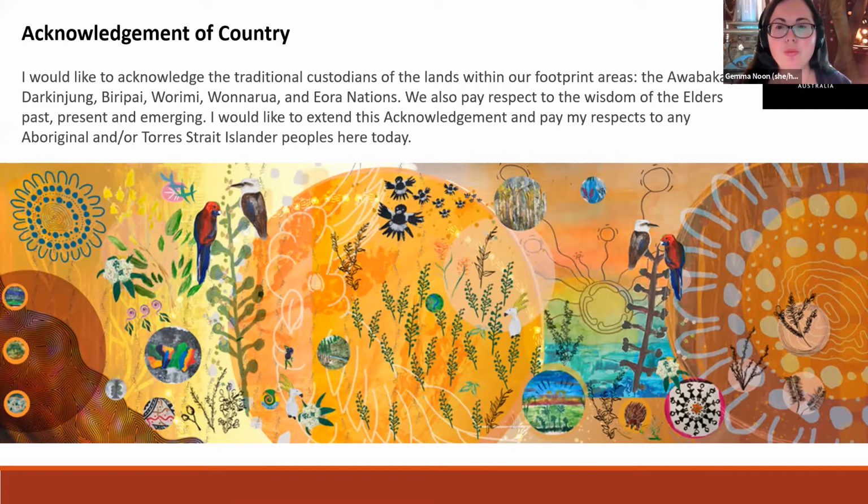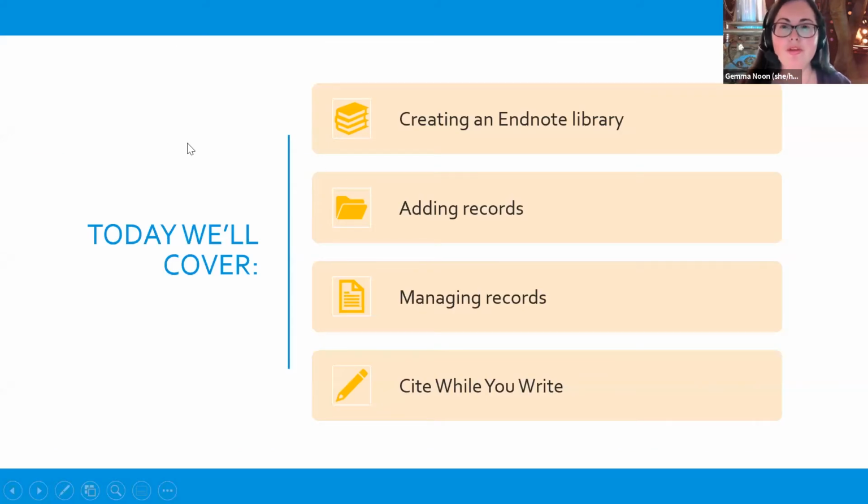So what we'll do now, I'll move on to the next part. Today we are going to be creating an EndNote library. We're going to be talking about how to add records to your library, how to manage those once you get them in, and then how to use the Cite While You Write function with Microsoft Word when you're writing your paper.